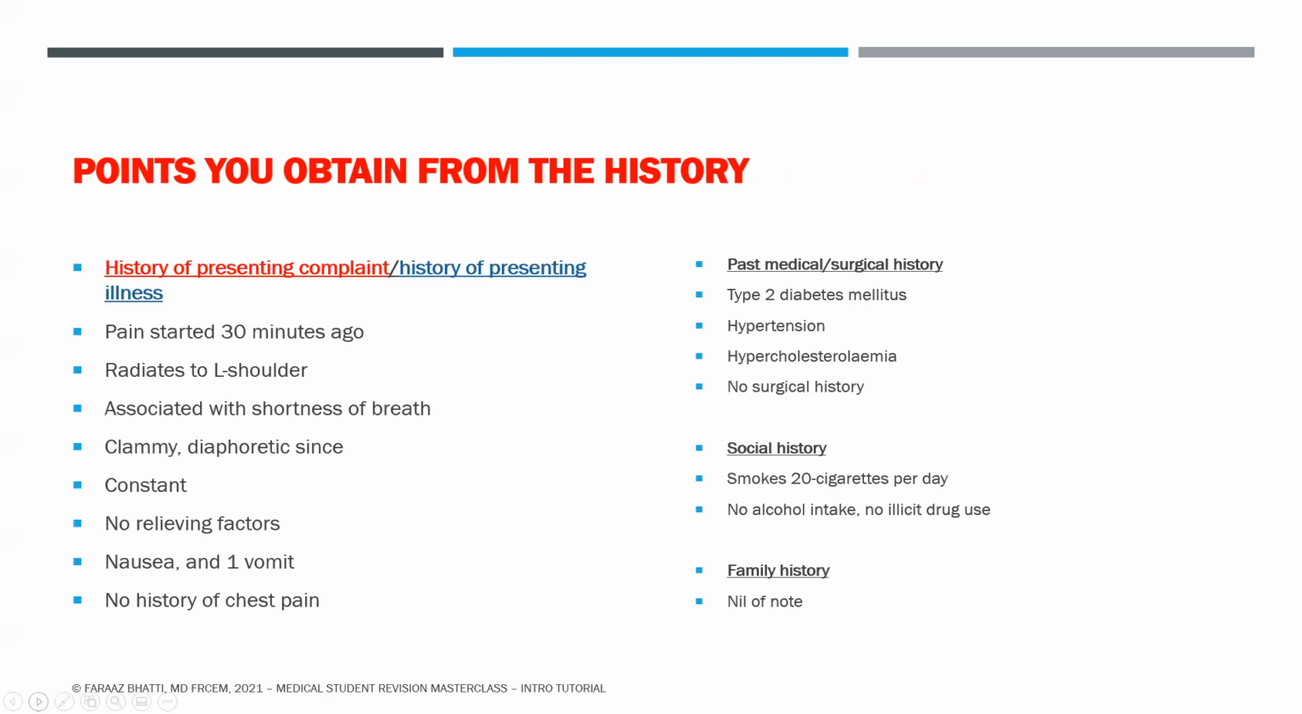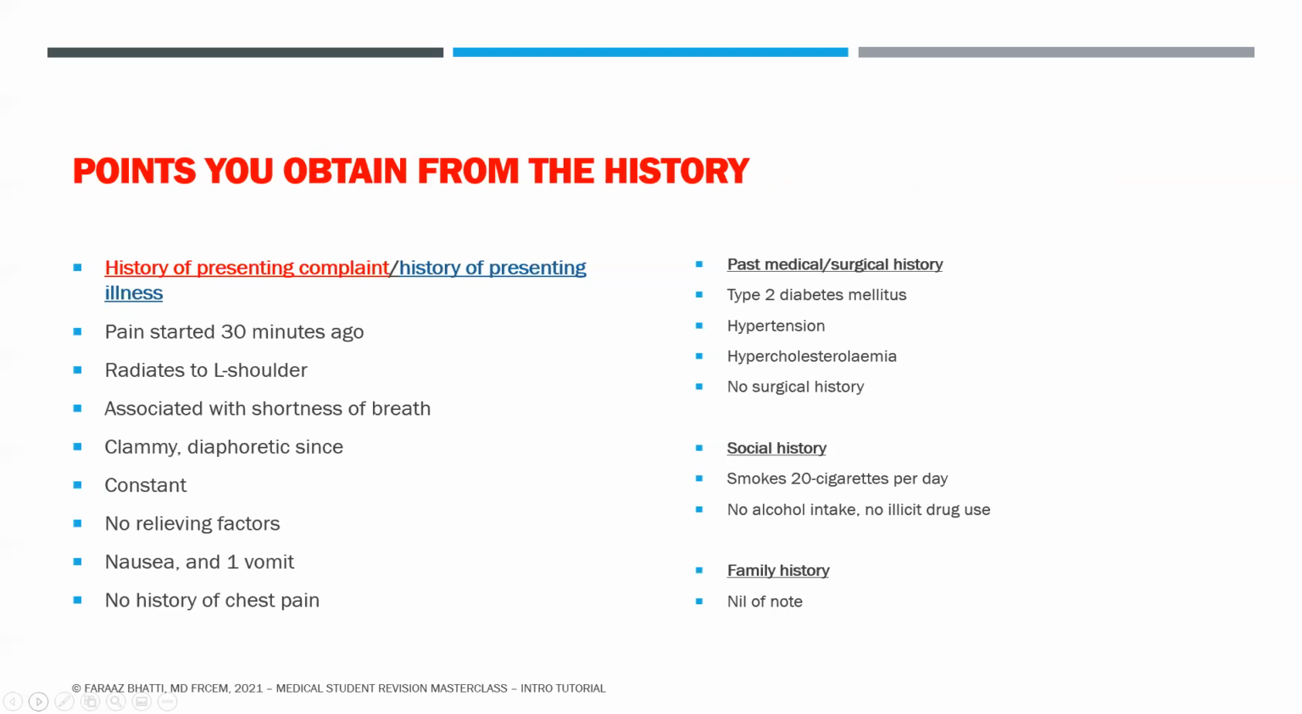When you take a history from Mr. Khan, he says his pain started 30 minutes ago. It was radiating to his left shoulder. He's had shortness of breath with it. He's been clammy and diaphoretic since. The pain has been constant, and nothing has relieved it. He's felt nauseous and vomited once, and he's never had chest pain or seen a cardiologist in the past.